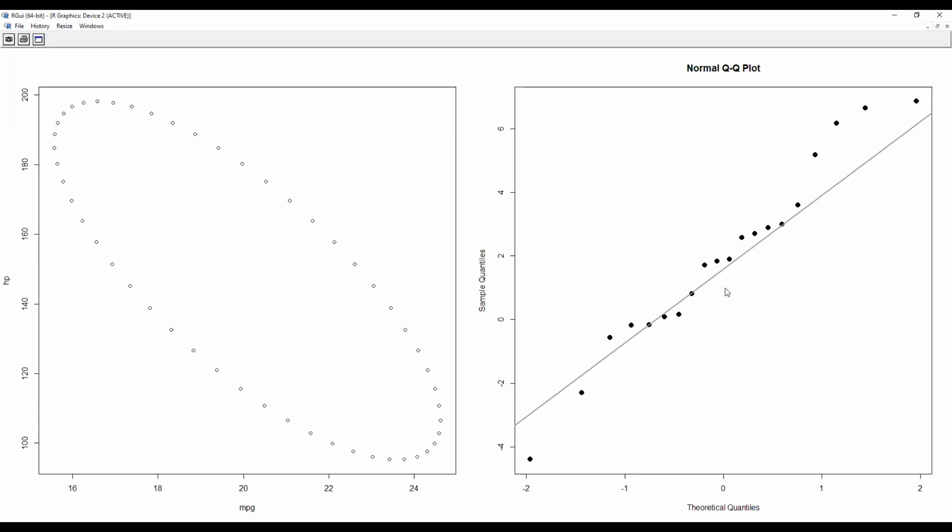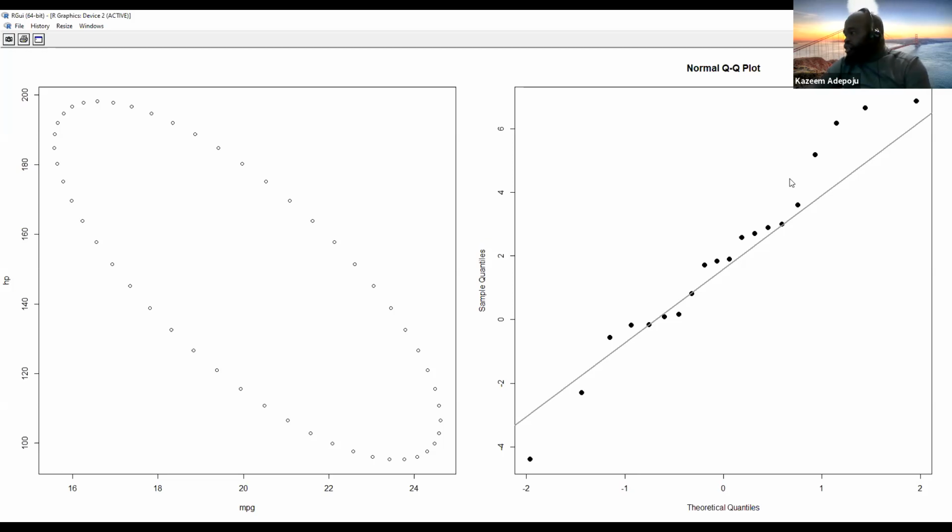Yes. Okay, so this is a normal QQ plot. For univariate data, in a normal QQ plot, we actually want to see a straight line like this. Though we don't expect all the data points to be on the line, because if all the data points were on the line, we would be talking about perfect normality.